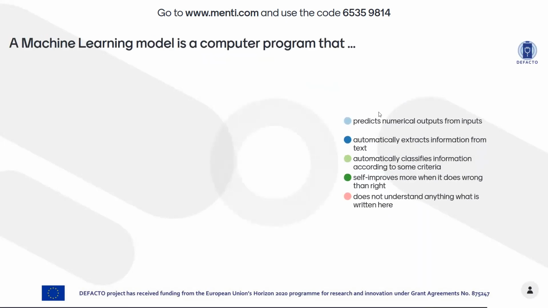So, a machine learning model is a computer program that predicts numerical outputs from inputs, automatically extracts information from text, automatically classifies information according to some criteria, self-improves more when it does wrong than right, does not understand anything of what is written here. What is your opinion?